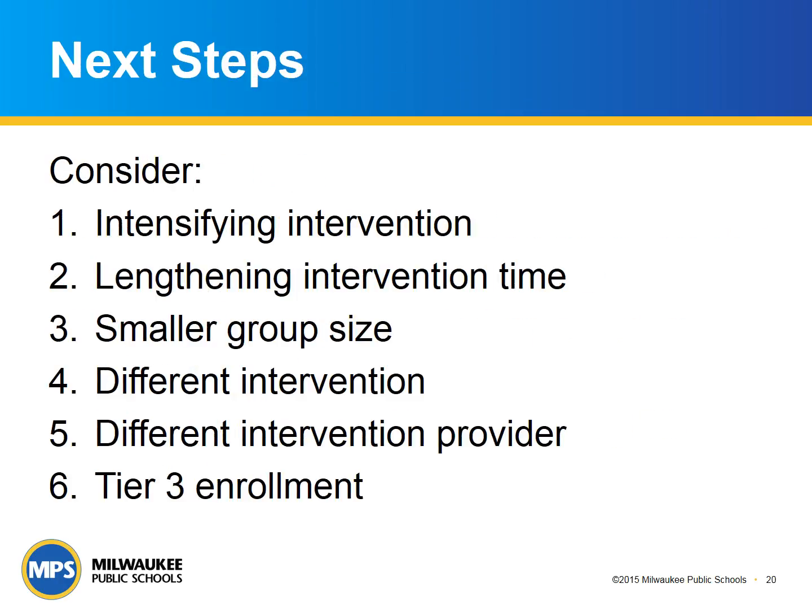Please have your stoplight activity handout out to take notes of potential next steps with students receiving a Tier 2 intervention. If the BIT determines each phase is being implemented with fidelity and the student reached the evaluate phase and is not making progress, there are a few next steps to consider. The BIT could recommend intensifying the intervention, lengthening the intervention time, having the student participate in a smaller group size, change the intervention provider, or consider a Tier 3 enrollment with potential SLD referral considerations.